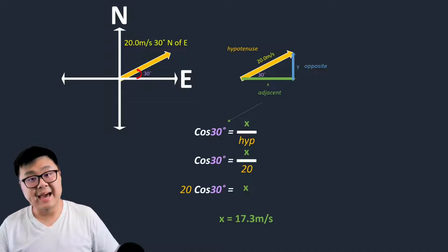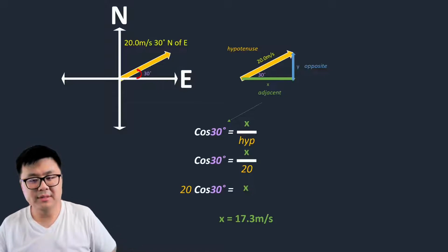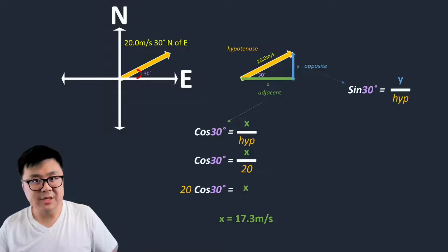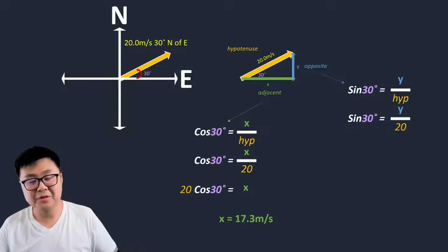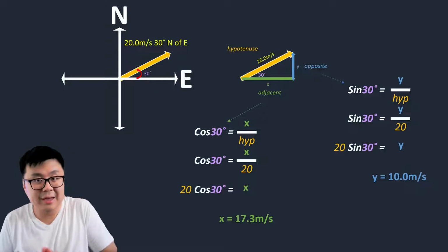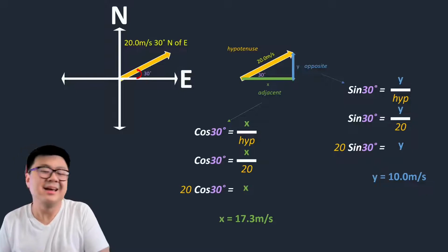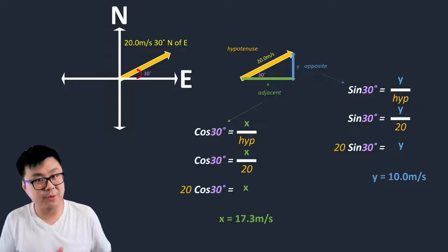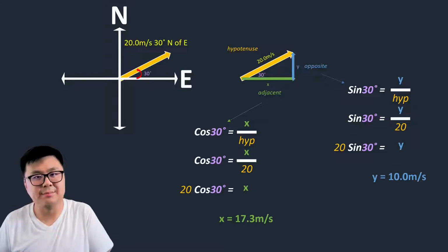Now we're going to do the exact same thing for the y, or vertical component. The y is the opposite side, and we know the hypotenuse, so let's use sine. Sine 30 degrees is equal to y over hypotenuse. And we can replace the hypotenuse with 20 because we know that's what it is. Isolate for y, crunch into our calculator, and we get the y component as 10 meters per second. So now this yellow diagonal vector of 20 meters per second is no longer useful because we've broken it down to the x component, which is 17.3, and the y component, which is 10 meters per second.